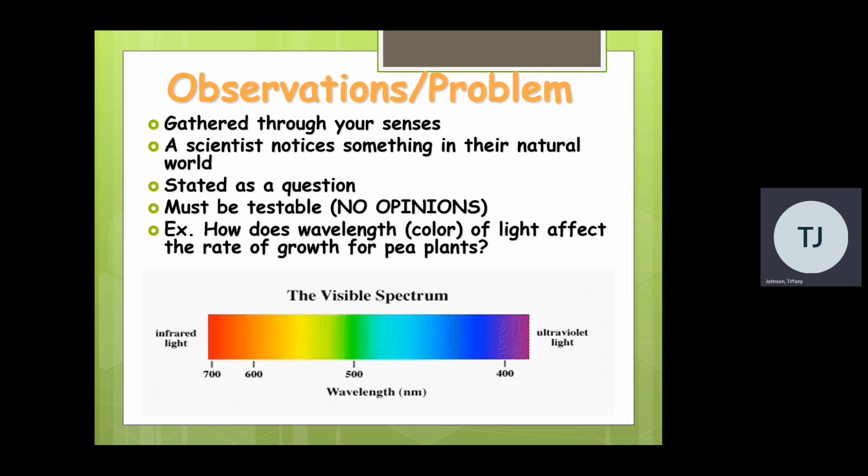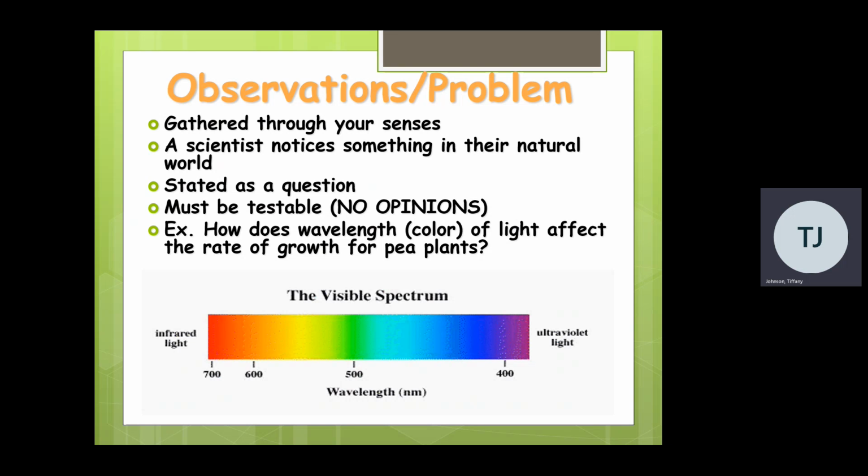So starting with observation or problem, an observation is something that a scientist or really anyone would gather through their senses. What you see, what you hear, what you feel. So you notice something in your natural world, and you'd ask a question. So an observation is stated as a question. What you ask has to be testable, so it can't be based on an opinion.